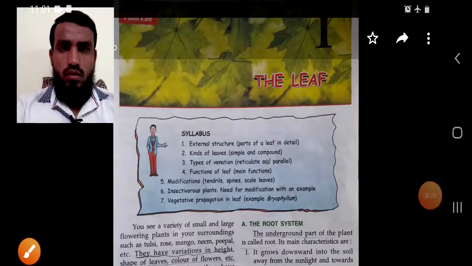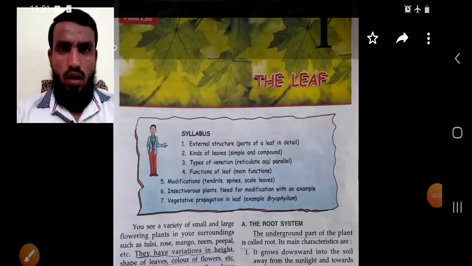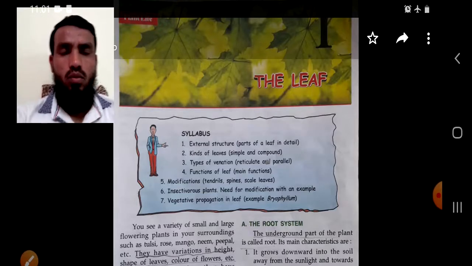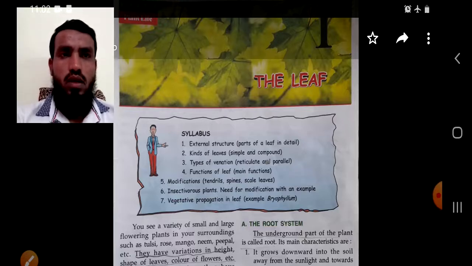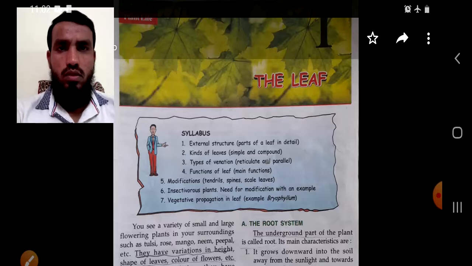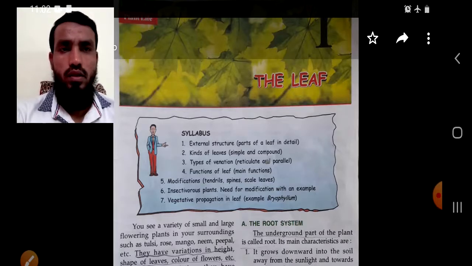Hi everyone, this is Ubed Khan. I'm going to teach you the science subject. We will start biology chapter number 1 in our standard 6. This is our first class, and that is why we have started with the very first chapter. The name of the chapter is the leaf.